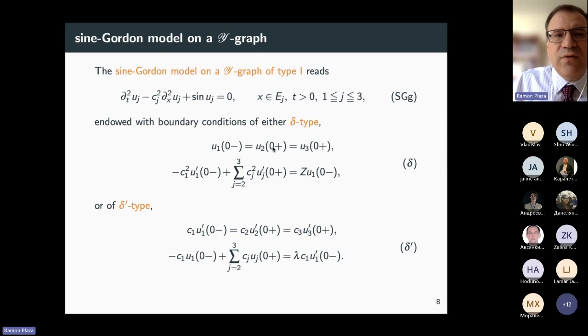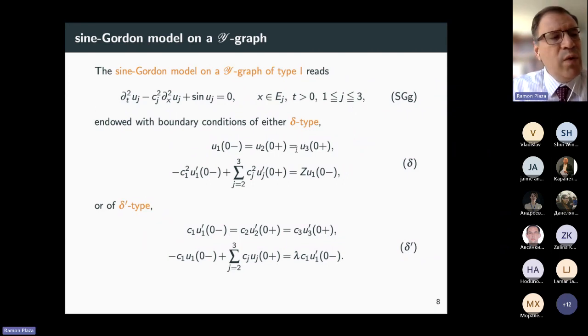So let's talk about the sine-Gordon equation posed on a Y graph. Actually, what you do is pose the PDE, the sine-Gordon equation, on each edge. For example, you will have a solution u_j, a solution of this nonlinear wave equation on each edge e_j, when j goes from 1, 2, to 3, okay? And the most important thing is to specify boundary conditions.